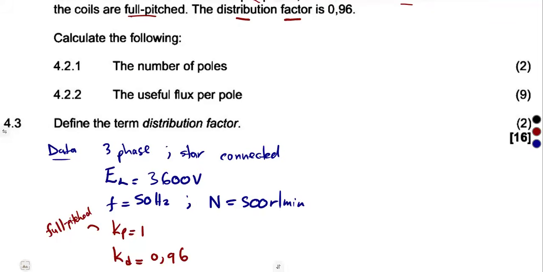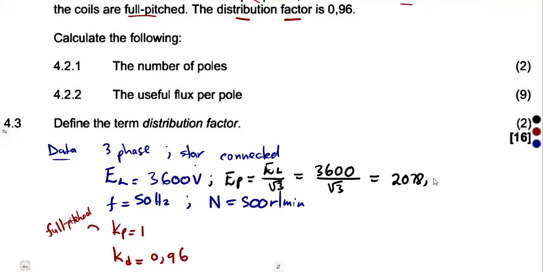All right, and also from here, remember it's a star connection. So let's just calculate our phase value. Remember I said here, our induced EMF per phase can be calculated from the line voltage over the square root of 3. So we have the line induced EMF there, 3,600 over the square root of 3, which is at open circuit. So that was going to give us 2,078.461 volts.